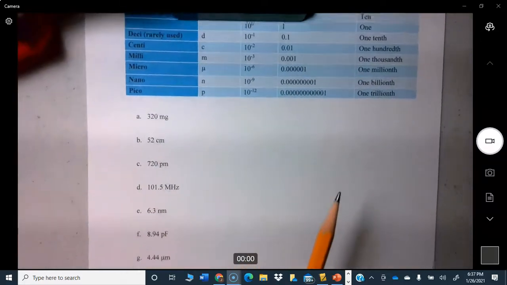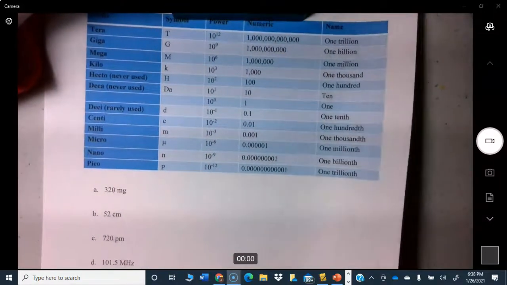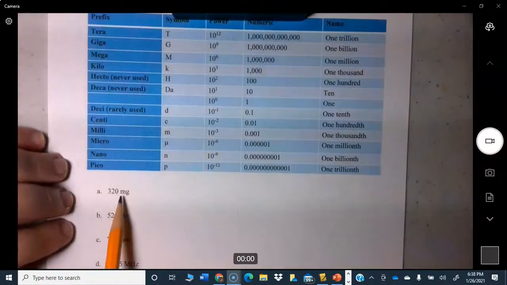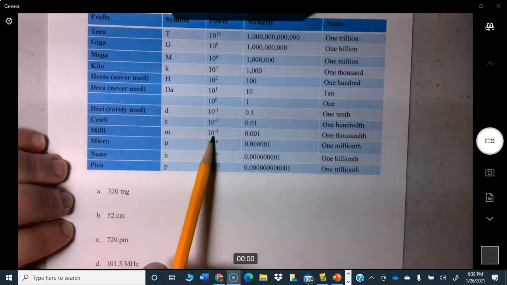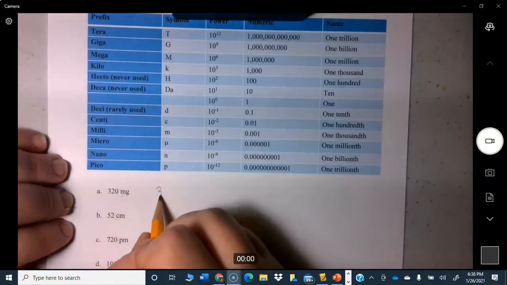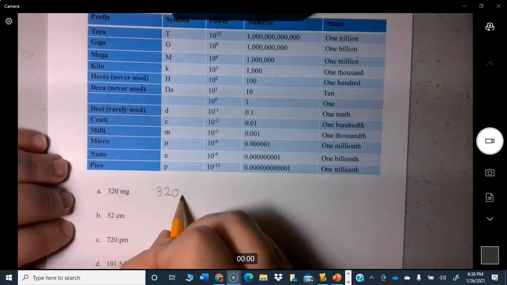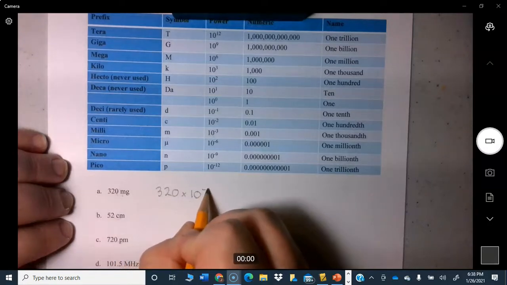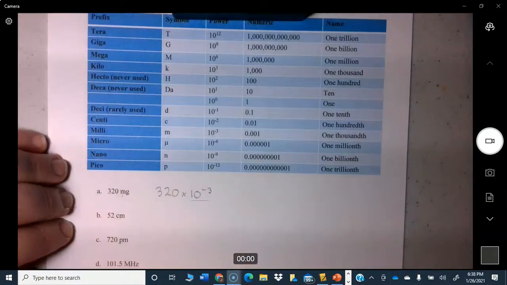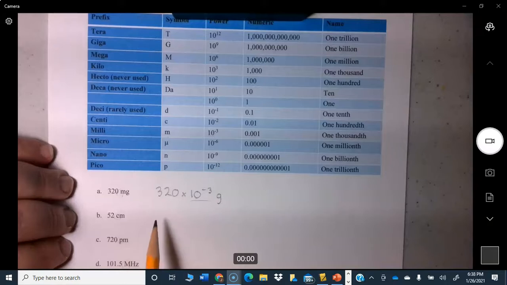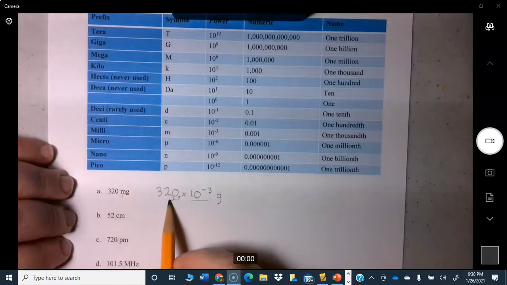So let's just do a couple of examples, and then I'll leave a couple for you to do. So 320 milligrams. So we come up here, and milli is 10 to the minus 3. So that's going to be 320 times 10 to the minus 3. The milli is that part, okay? And then it's grams. You just put the grams again. Now, we got to adjust the decimal. The decimal's right there. Whenever you don't see one, it's just at the end of the integer number. So you move it over 2 spots.